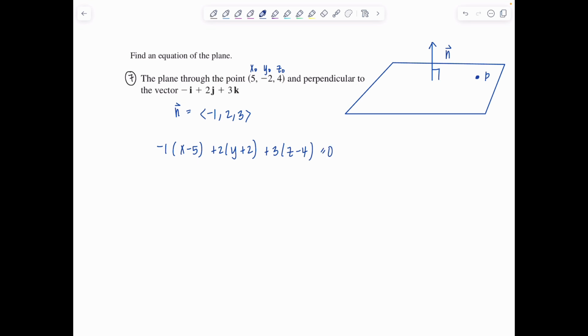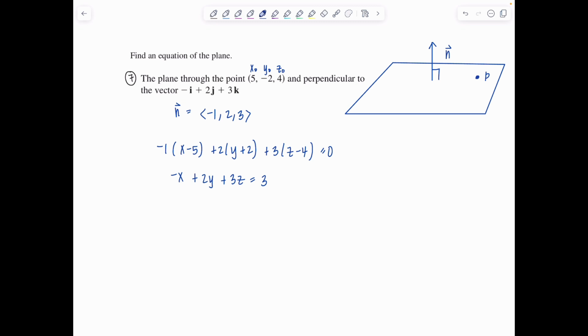And then just clean it up. You want it in standard form, so all the variables on the left, constants on the right. So we have negative x plus 2y plus 3z equals, this is 5 plus 4 is 9, minus 12 is negative 3. And then if I move it over, it's 3.